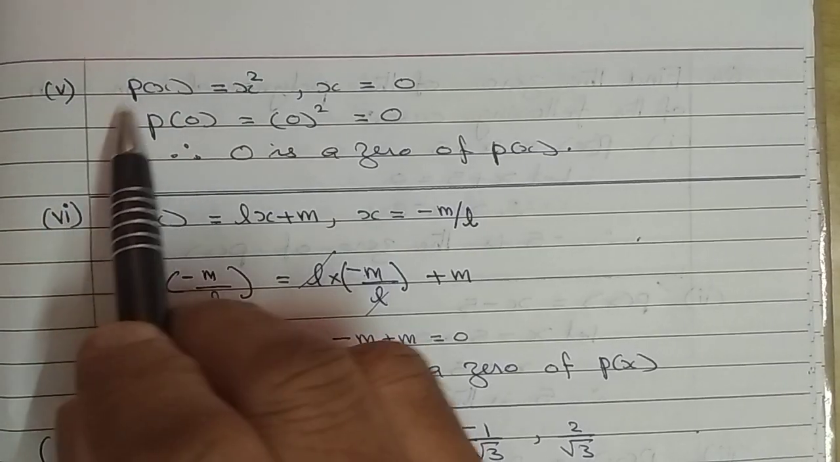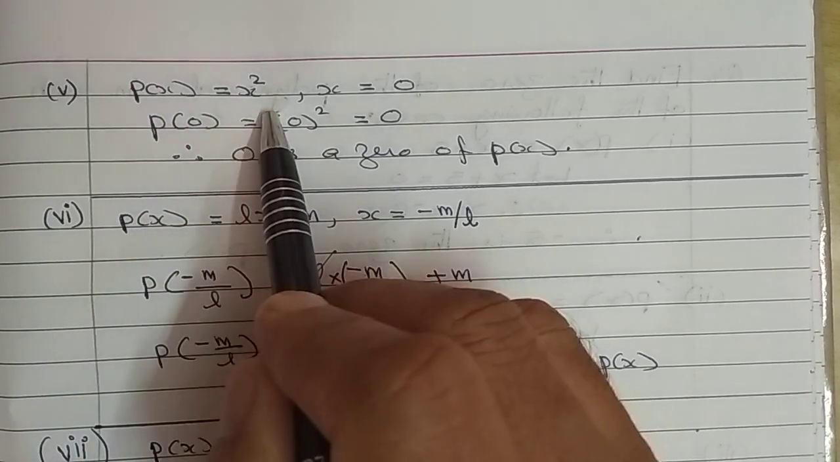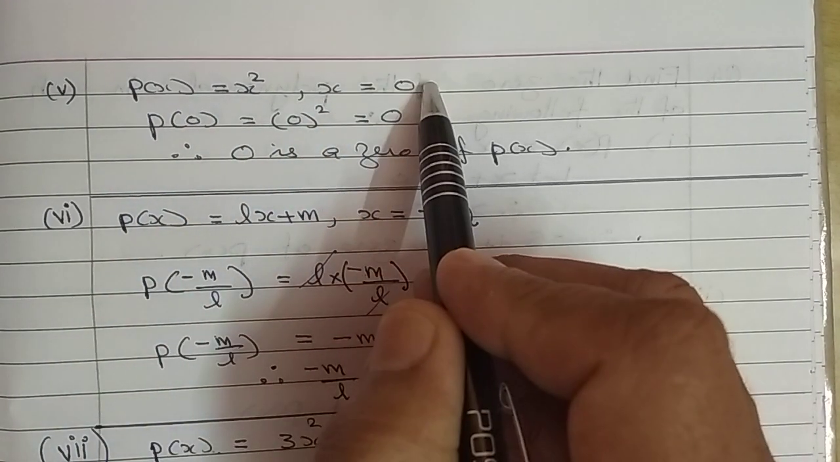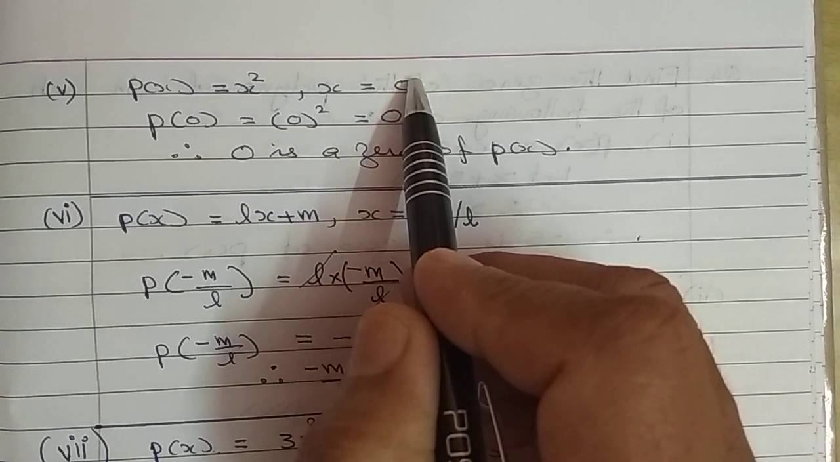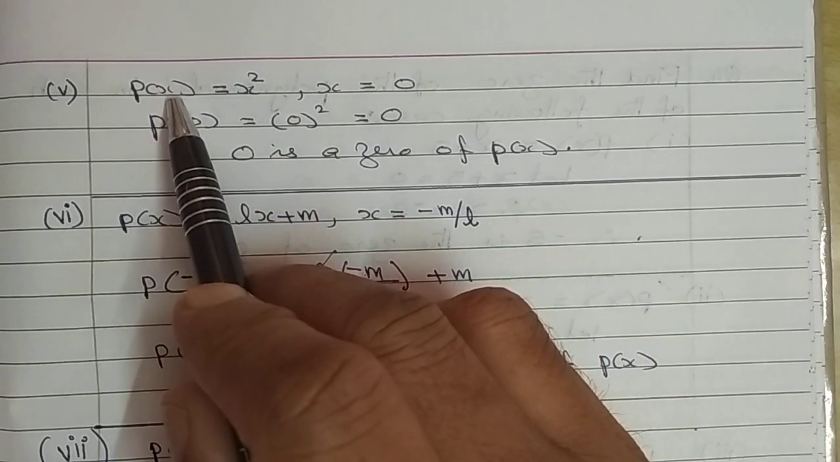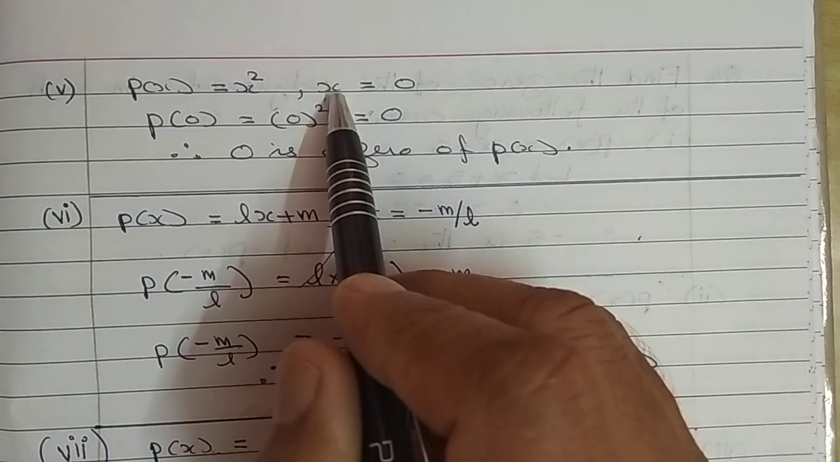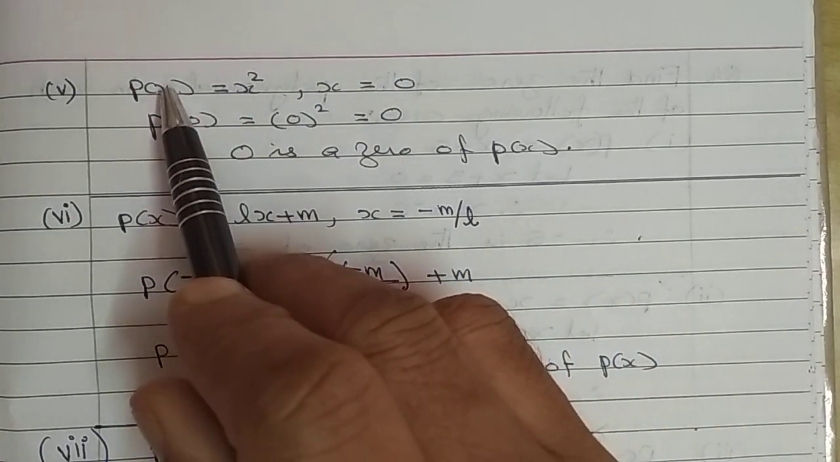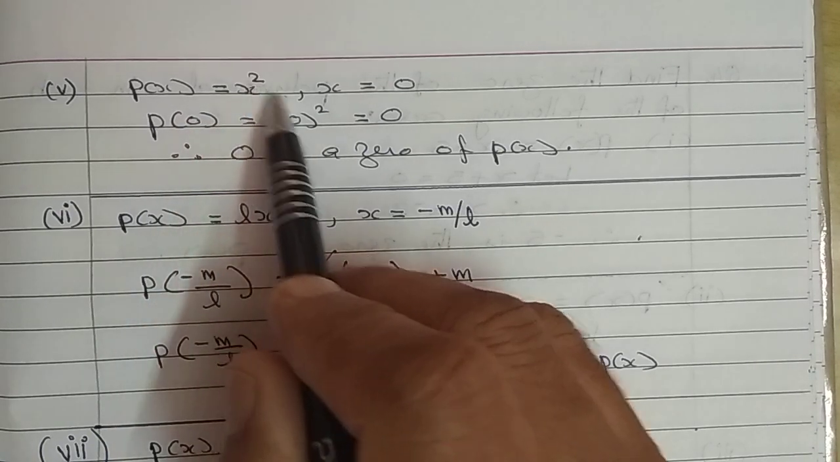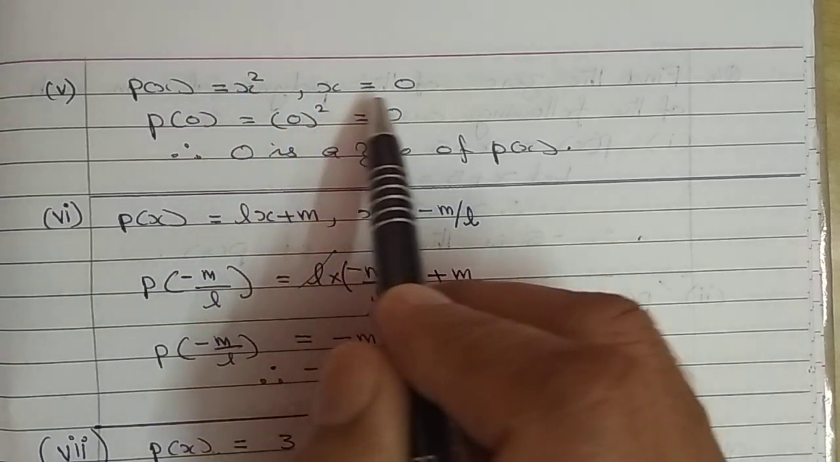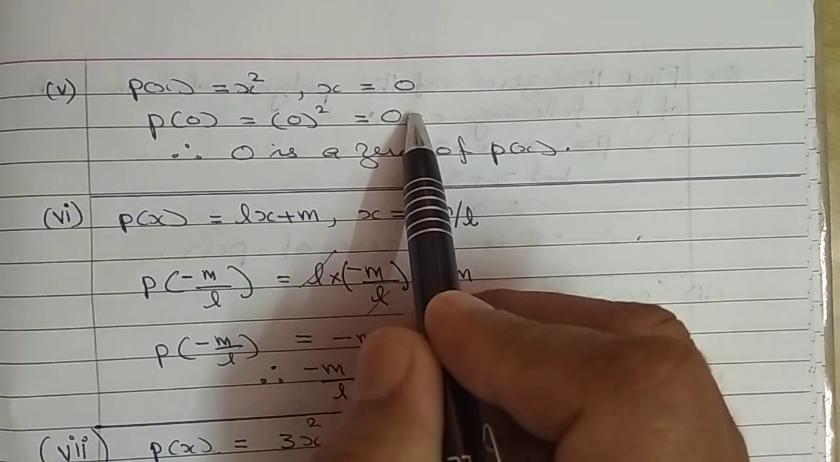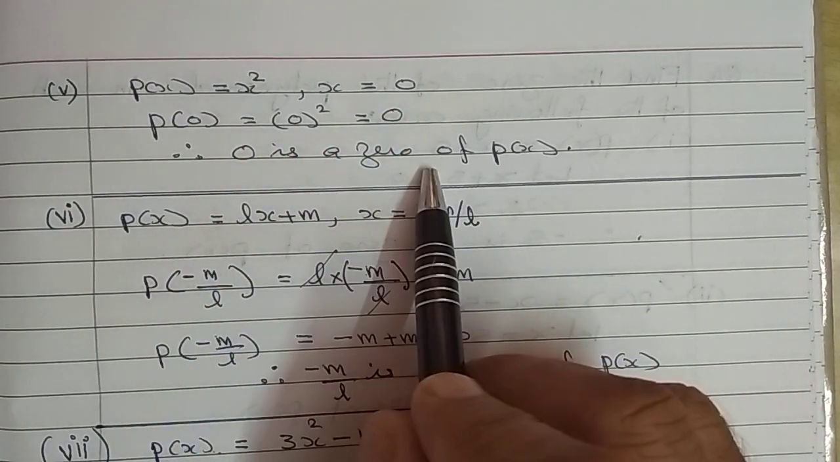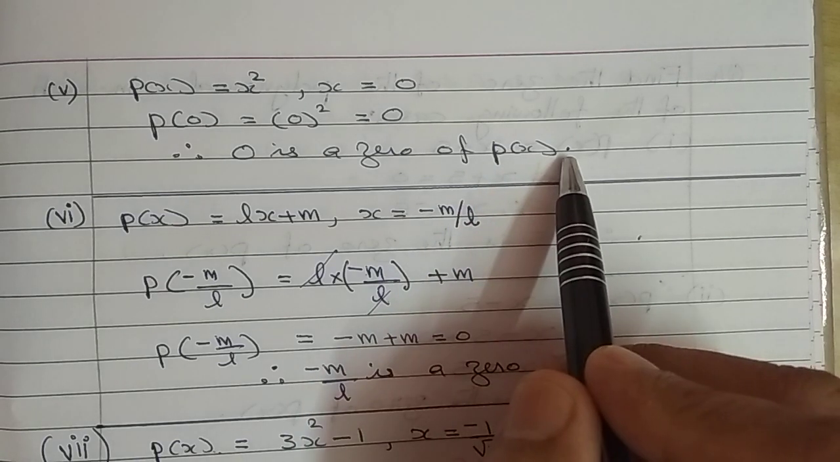Fifth part, P(x) equal to x square, where x is equal to 0. You have to find whether x equal to 0 is a 0 of the polynomial P(x). Replacing x by 0, we get P(0) equal to 0 square. 0 square is equal to 0. So P(0) equal to 0, that means 0 is a 0 of the polynomial P(x).